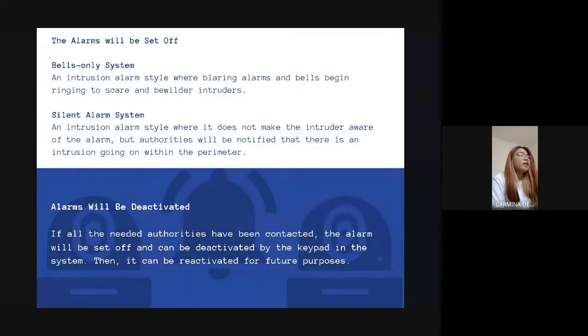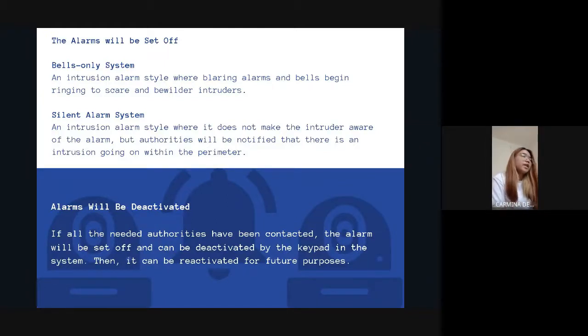And then on the other hand, the silent alarm system is an intrusion alarm style where it does not make the intruder aware. Hindi nila pinapaalam sa intruder na natatrack na sila. Pero on the other hand, authorities or yung mga naka-assign sa perimeter, notified na sila na may nagaganap na intrusion. It just happens sometimes that there are special call centers or customer services that are contacted, and they will be the ones to maneuver emergencies through the external processes.